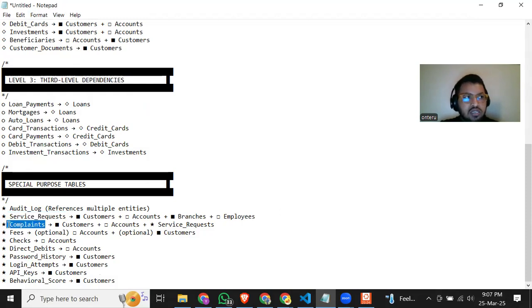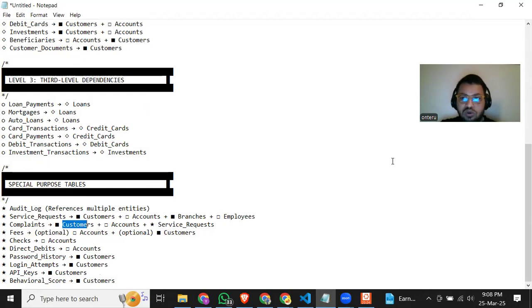The complaints table works like this: for example, I'm a customer of Kubera Bank, and I'm not satisfied with a service request or any other service provided by the bank. So I'm going to raise a complaint with the bank. That type of information is going to be complaints. The complaints table completely depends on the customer table and the accounts table, because I need to know who is raising the complaint. All of that information is stored in the complaints table.